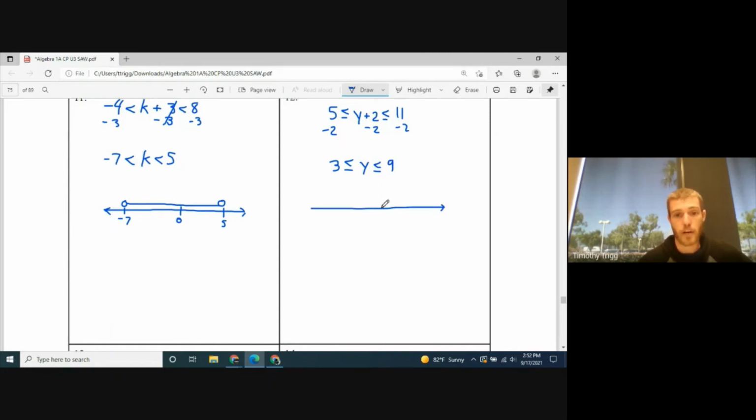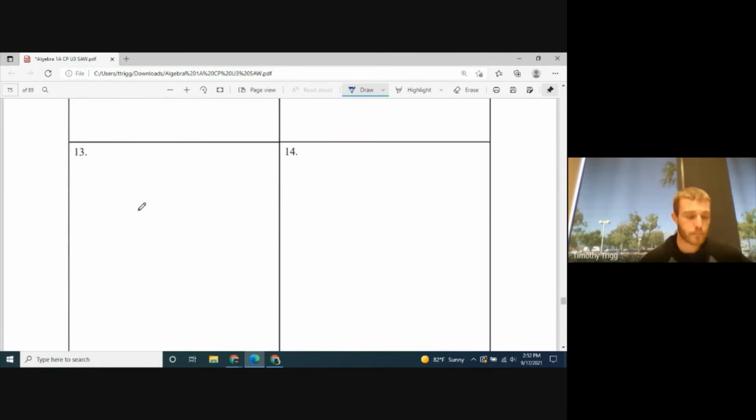So where would this be? What would this look like on our number line? So I'm going to put 0 over here, and 3 would be like here, 9 would be over here. Here we would both use closed circles because in this case, these have the or equal to. So these are going to be closed circles. Okay. And these values are between 3 and 9.